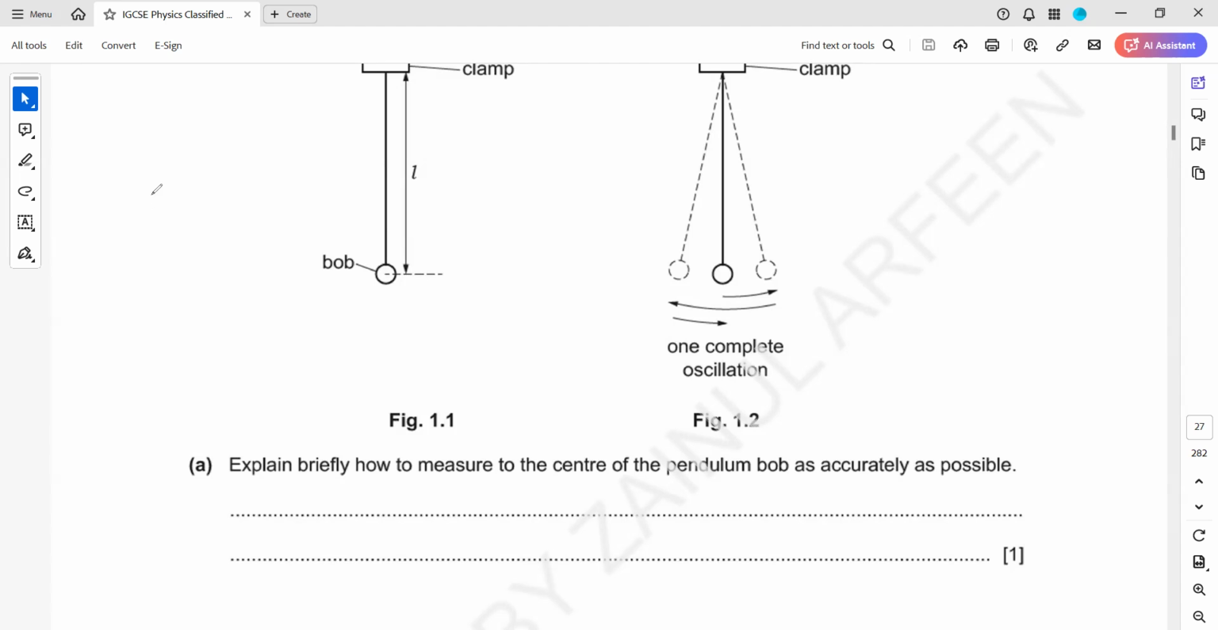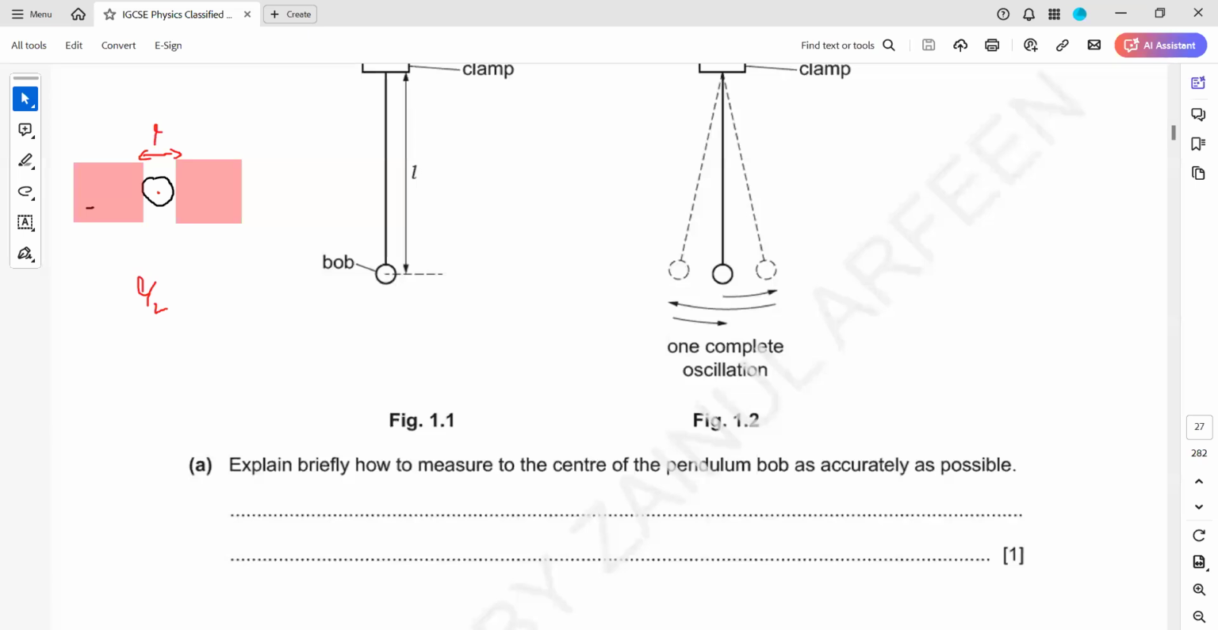There are different ways to do this. What we can do is place the pendulum bob between two rectangular blocks, and we want to measure the center. So how can we work out which position is the center? We can measure this length, placing the pendulum bob between the two rectangular blocks, and this length divided by 2 will give us the center of this pendulum bob.